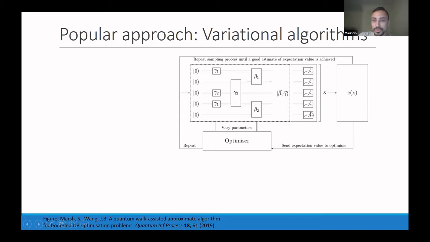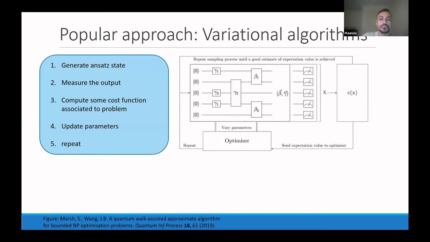And after having measured in this basis, we can compute this cost function, for example, the expectation value of the Hamiltonian. Then using a classical optimizer, we tweak the parameters in this circuit in order to minimize the cost function even more. All this sequence is repeated several times, as shown here. And in this way, we can optimize anything.